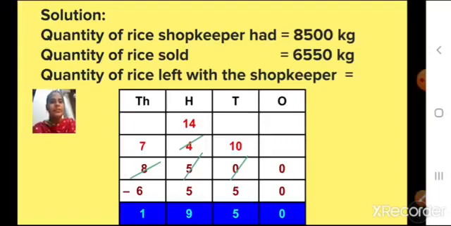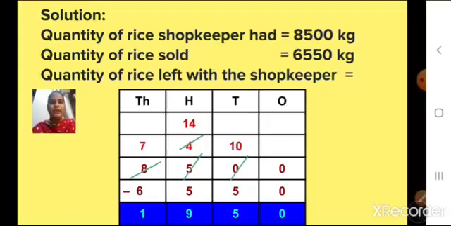Children, here I have done the subtraction for you. Please go through it. See here, write the numbers in the proper place. You will do subtraction from ones place. 0 minus 0 is 0. Then 0 minus 5 is not possible. So we have to borrow from hundreds place. In hundreds place we have 5. 5 will become 4 and this 0 will become 10. Then 10 minus 5 is 5.